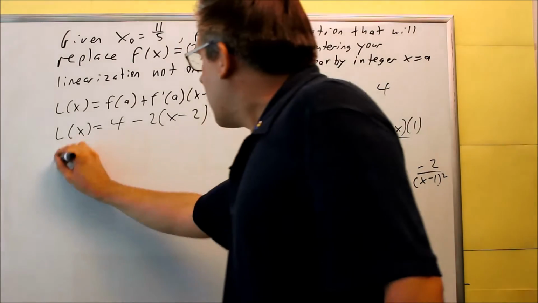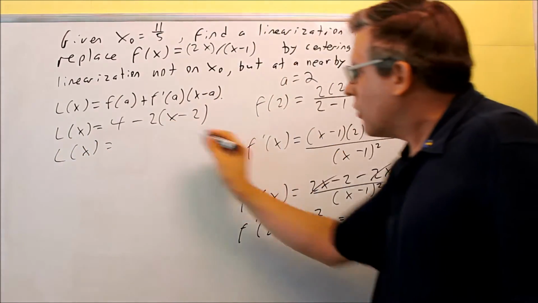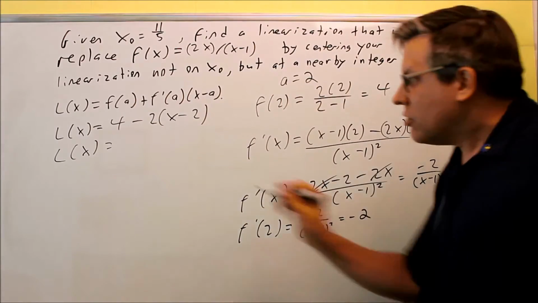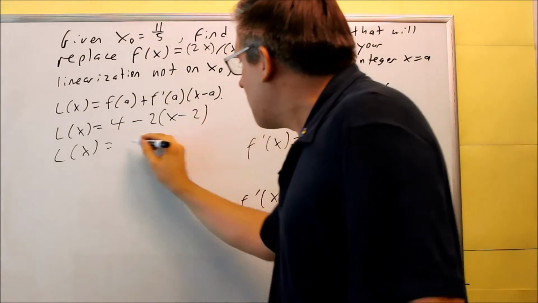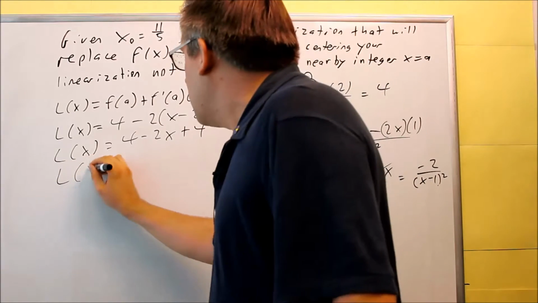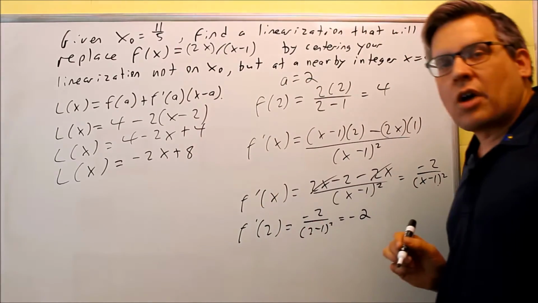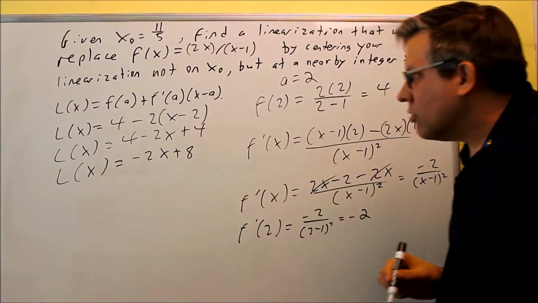Let's multiply this out. Remember that multiplication comes before you can do this, so be careful you don't accidentally do that quick and make that 2 by subtracting that. You got to do a multiplication first, so we're going to do minus 2x plus 4. And then when you combine everything together, you get negative 2x plus 8 if you want to put it into slope-intercept form.